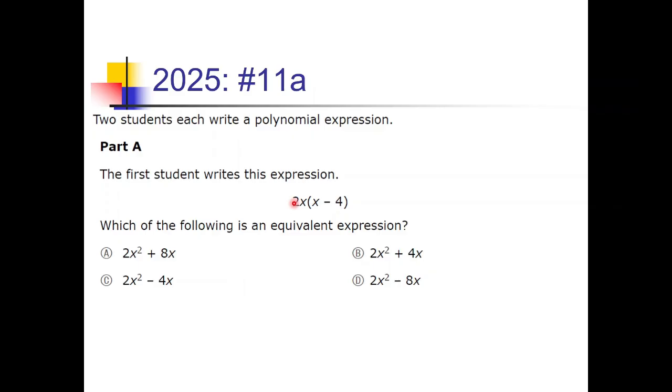So if we do that, 2x times x gives us 2x squared, which all the answer choices have. And then 2x times negative 4 is going to give us negative 8x. So that's all going to match answer choice D.